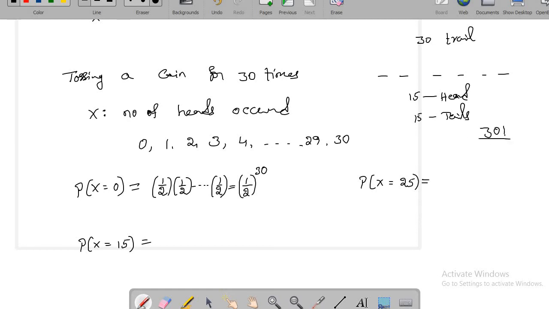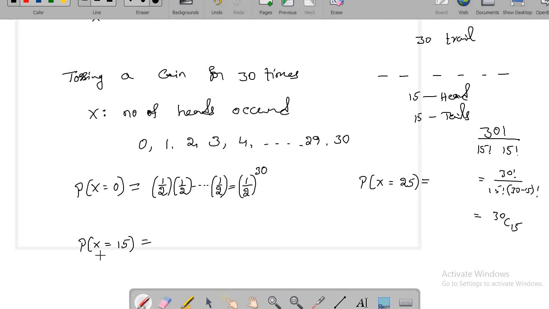We counted this way, 30 factorial by 15 factorial into 15 factorial. Of course, you can see it this way: 30 factorial by 15 factorial into 30 minus 15 factorial. And this can be written as 30 choose 15. Isn't it? So there are 30 places. Out of these 30 places, I need to choose 15 places. And at these 15 places, we keep heads. That's it. And the rest of the 15 places we keep tails.